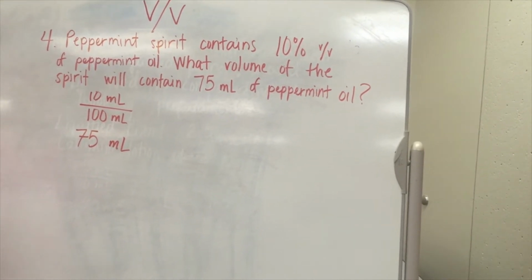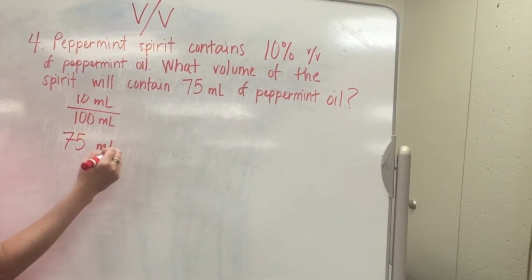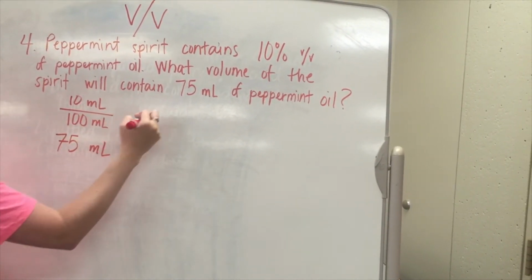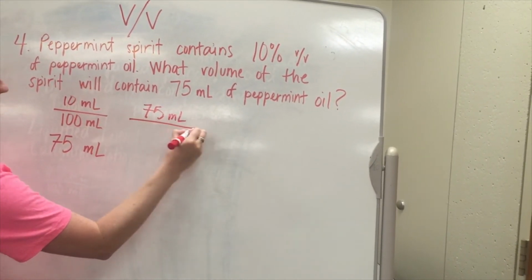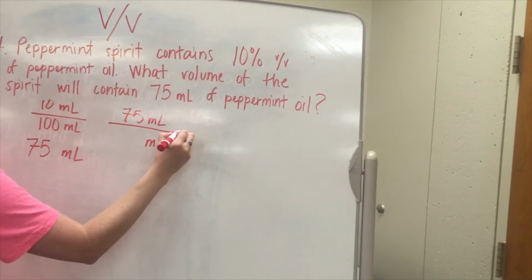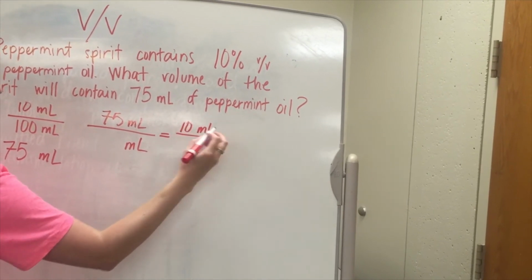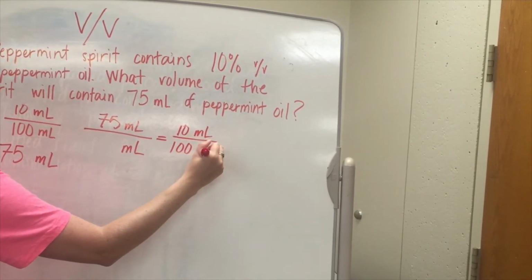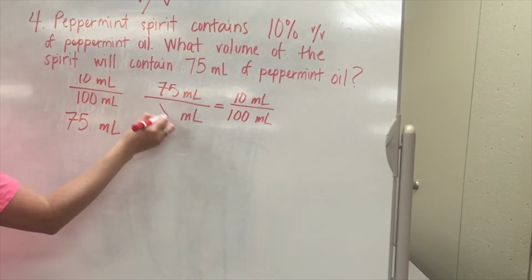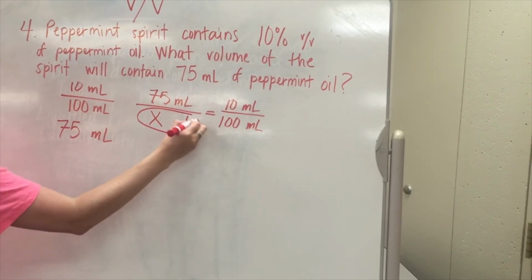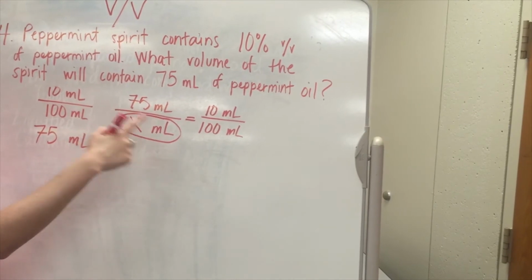So the way that we're going to set it up is we have our 75 mils of active ingredient, so that's going to go on the top. So we have 75 milliliters over milliliters equals our percentage of 10 milliliters over 100 milliliters. So what we're looking for is the volume of our diluent right here. And like I said, this is going to be the largest volume that's going to be contained in our proportion.